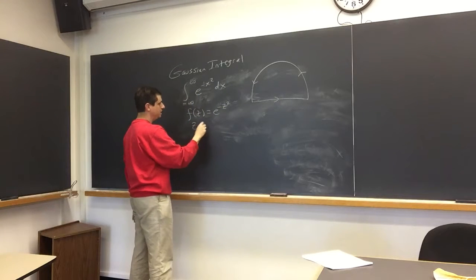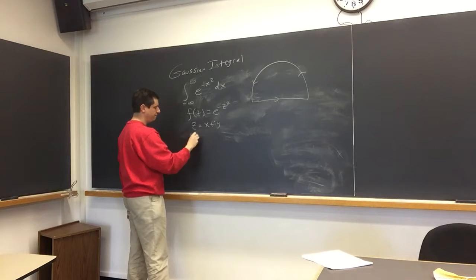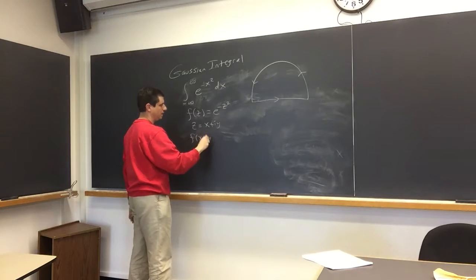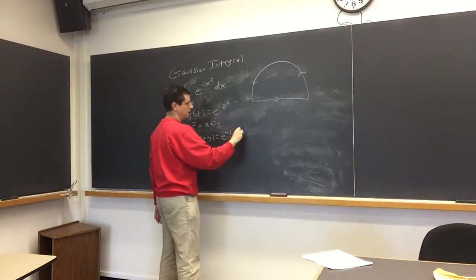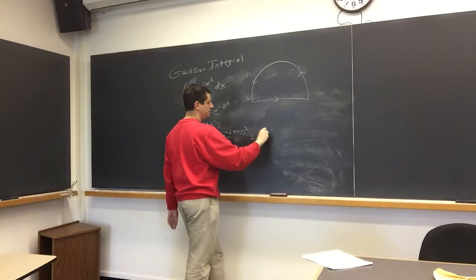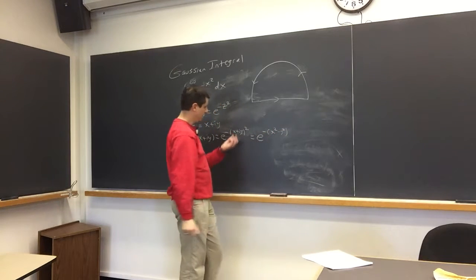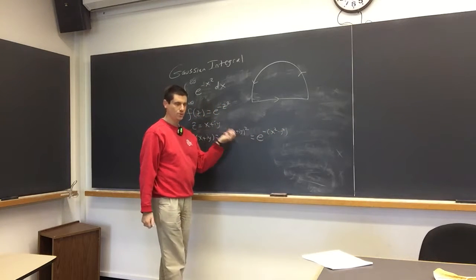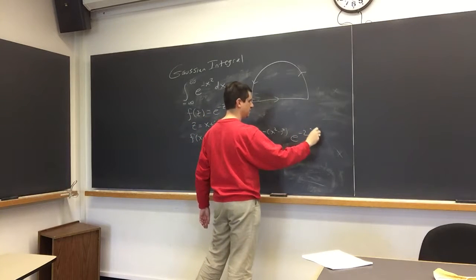So if z equals x plus iy, then f of x plus iy is e to the negative (x plus iy) squared. It's e to the negative x squared minus y squared. And I'll have a plus 2ixy with the minus sign, so I'll have an e to the negative 2ixy.